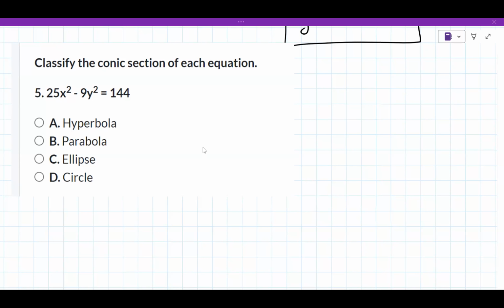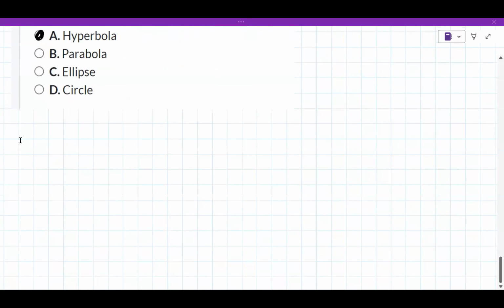It's a hyperbola. Agreed. Good. All right, so we're going to do the same thing for the next one. You just want to graph it. Let me snip it in. These are going to go pretty quickly.